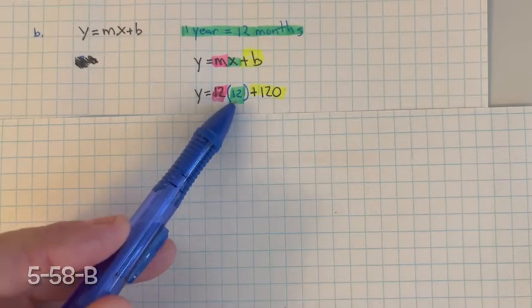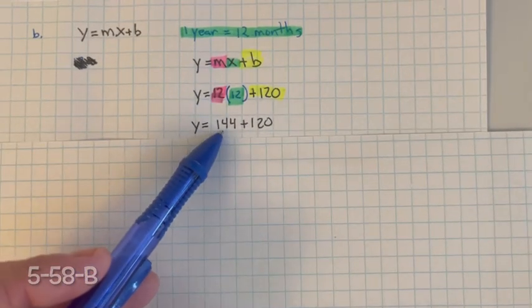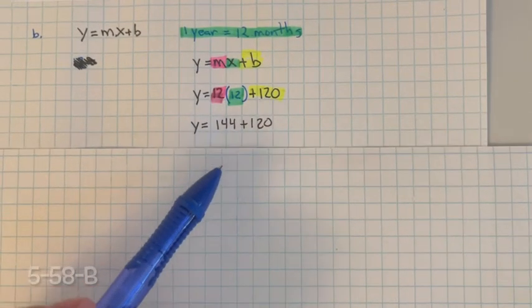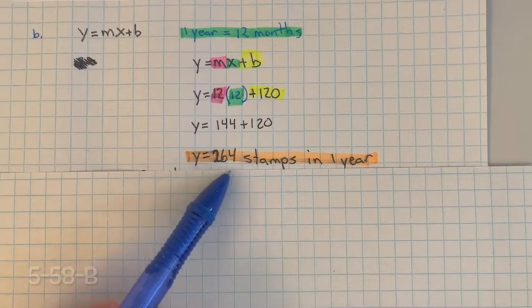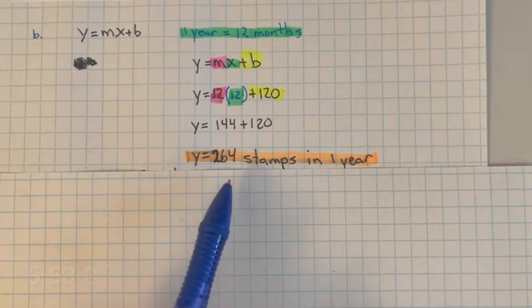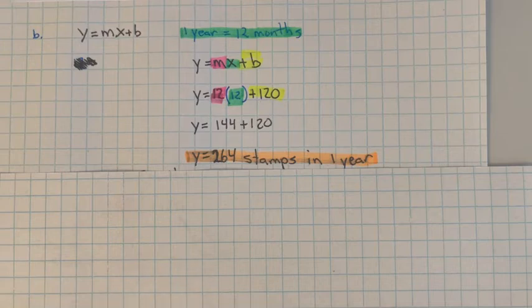So 12 multiplied by 12 is 144. 144 plus 120 equals 264 stamps. So she'll have 264 stamps in 1 year.